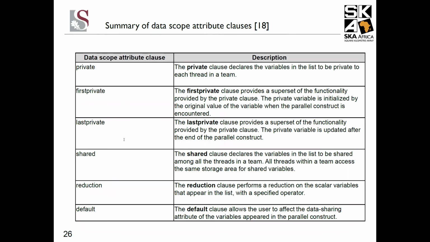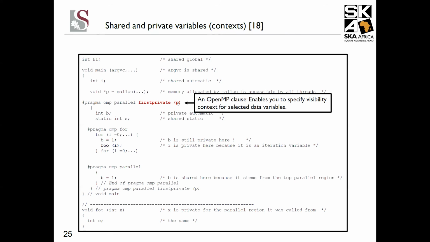So what does this mean? In OpenMP, there are various clauses that we can use. Private says that the variables in the list are private to each thread. So over here, this P can also be replaced by a list of variables separated by commas. It's not just one variable. We can add multiple ones to it if we want to.